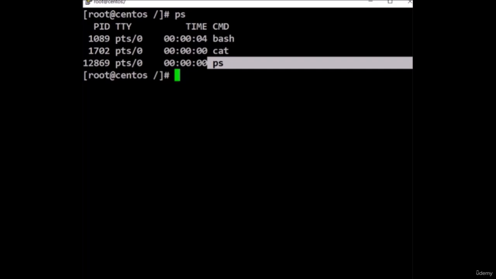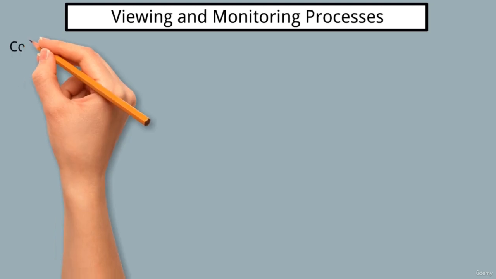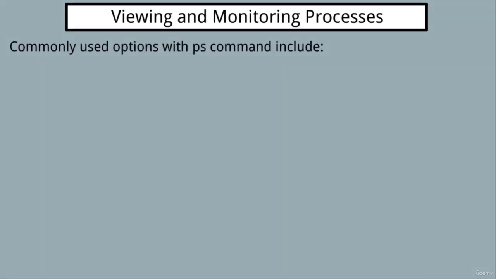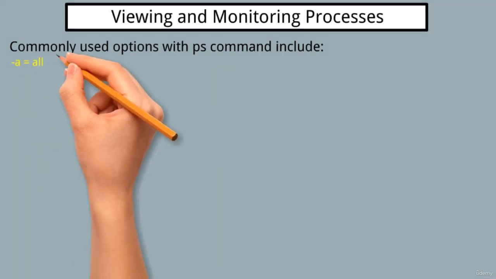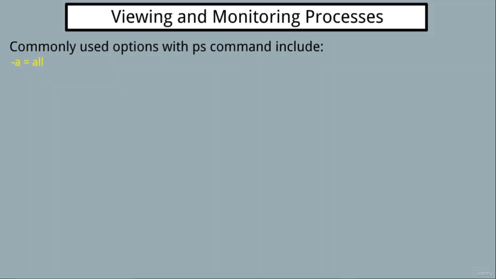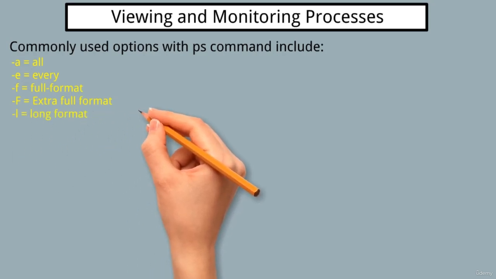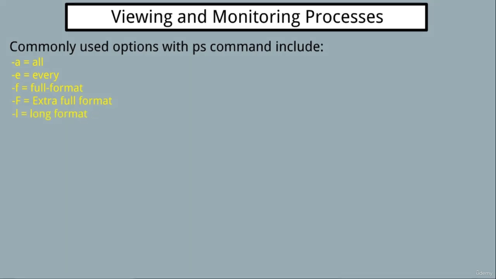In a real environment, usually you need more information. So there are many options which you can use with the ps command, and some of those are listed here. For example, -A equals all, so all processes. -E is every. -F is full format. -F uppercase is extra full format. -L is long format. You can practice these with the ps command, see what they do, and try to get more information about your processes.